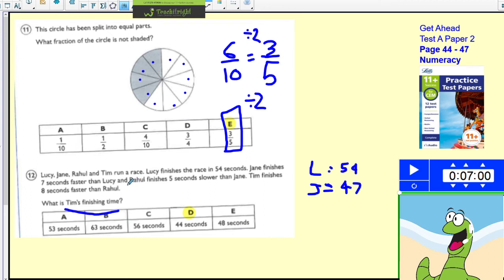Then Rahul finishes 5 seconds slower than Jane. So slower means we're taking more time. So R for Rahul. So 5 seconds slower. So it's adding 5 to Jane's time, which is 47. So that's going to be 52.